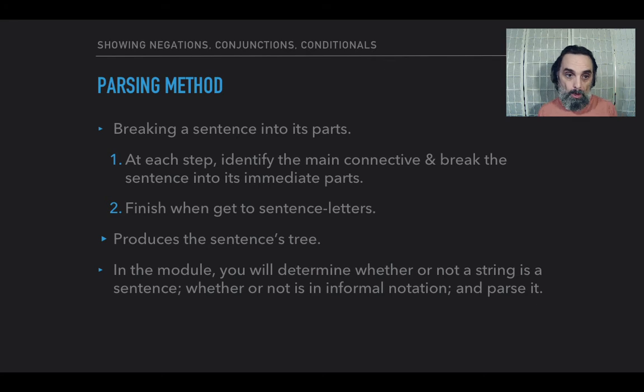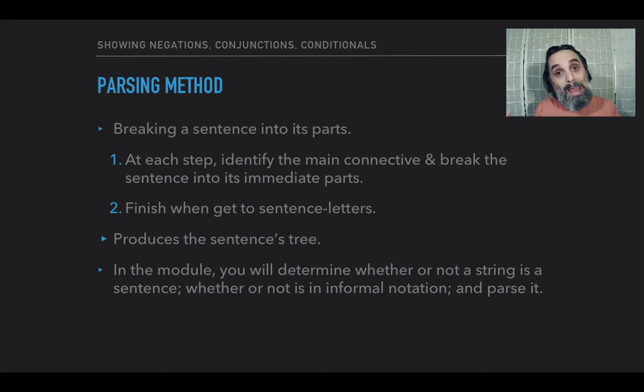So there's a parsing module, and in that module, what you're going to do is determine, when you're given a string, so some symbols lined up, which of three possibilities it is. It's well-formed and in official notation, or it's in informal notation, or it's not a string. So you'll decide which of those it is, and then if it is either official or informal, you'll break it up into its parts. What if it's not well formed? Should you do the parsing tree for it?